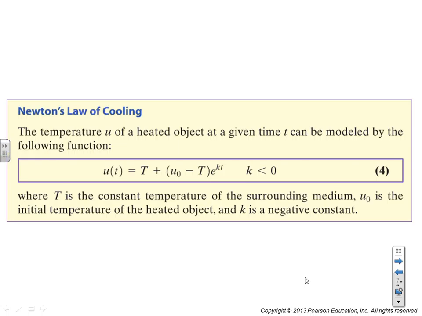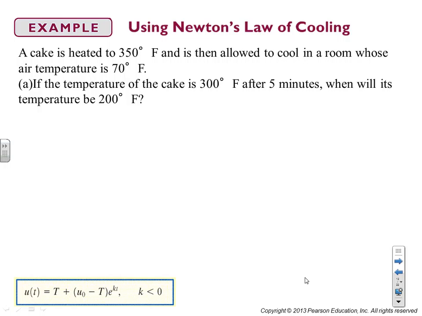All right, Newton's law of cooling. So let's see how to use that. A cake is heated to 350 degrees Fahrenheit and is then allowed to cool in a room whose air temperature is 70 degrees Fahrenheit. If the temperature of the cake is 300 degrees Fahrenheit after 5 minutes, when will its temperature be 200 degrees Fahrenheit?